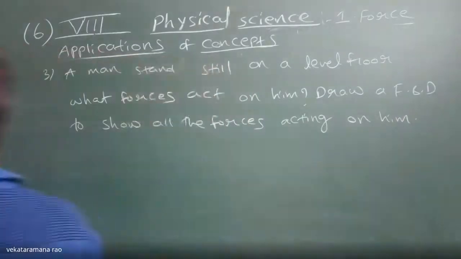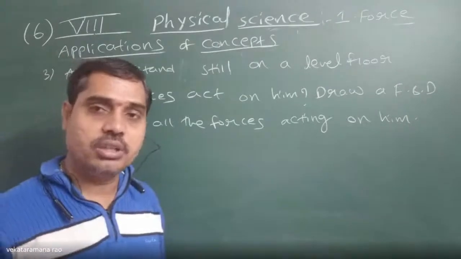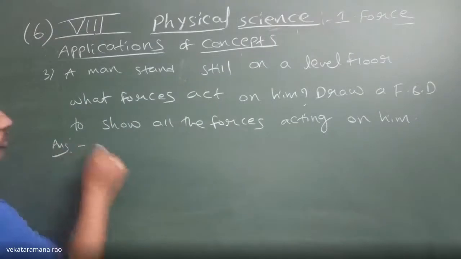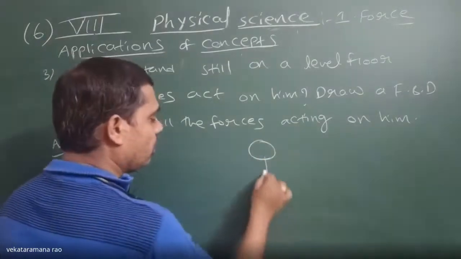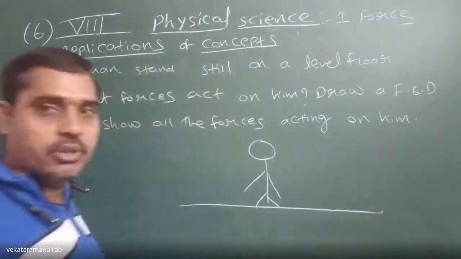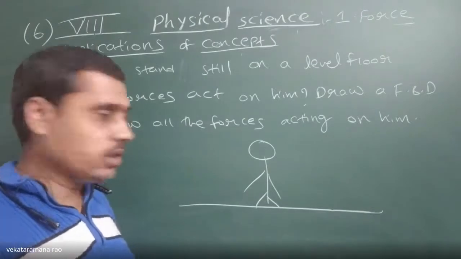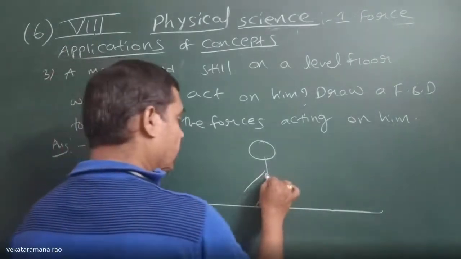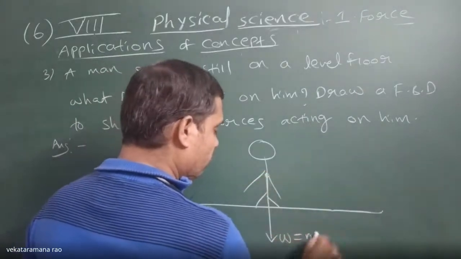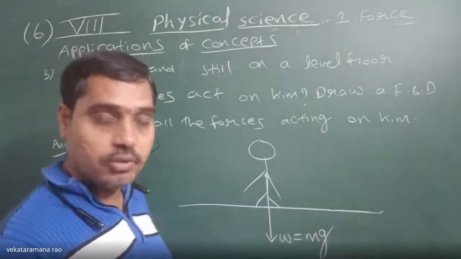So we already discussed this type of question in Reflection on Concepts. So let me draw for that man, who is standing on a level floor. Now, how many forces will act? His weight will act vertically downwards, which is W equals mg.